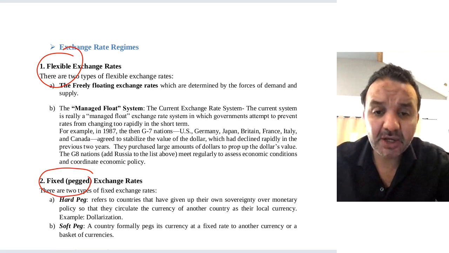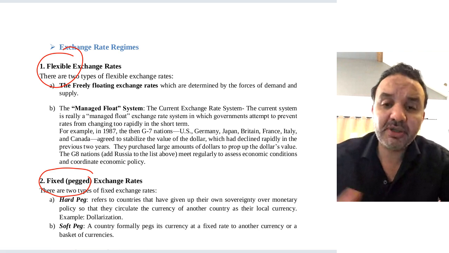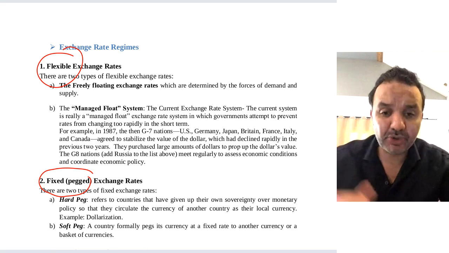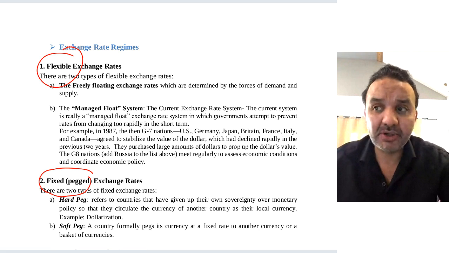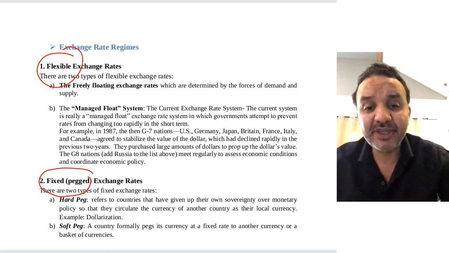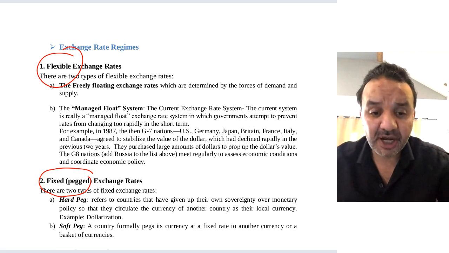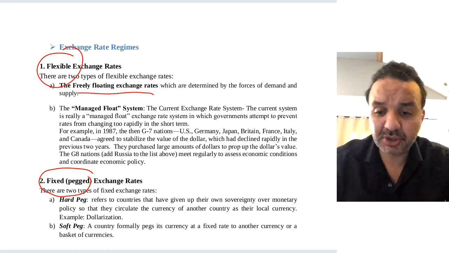The value of the currency is determined by the demand and supply on the currency. For instance, if there's more demand on the US currency in the international markets, the value of the US dollar will appreciate. On the other hand, if there's less demand by international traders on the US dollar, the US dollar will be depreciated. So there's no intervention by the government. This is what we call free floating exchange rate.